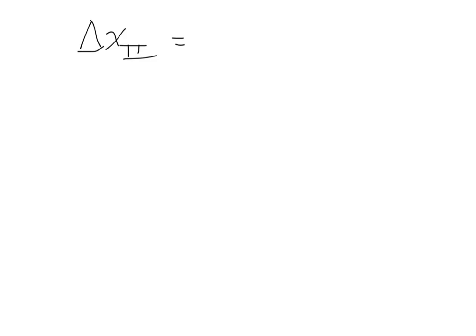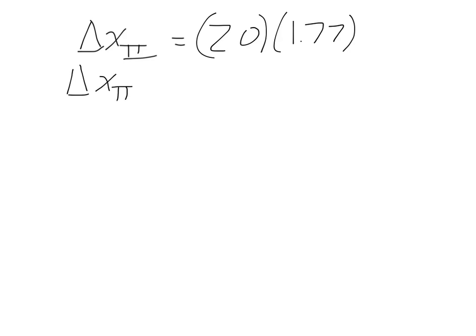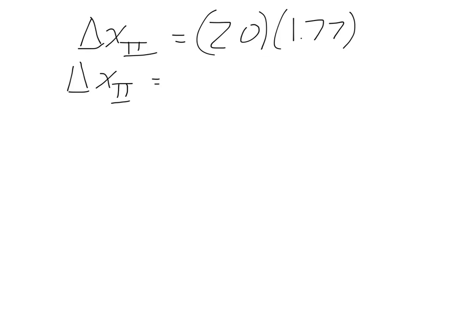We now find the horizontal displacement during the second leg of the trip after the explosion by using the new velocity in the x direction, which is 20 meters per second. So 20 multiplied by, it's still in the air for the same amount of time because the y component of the velocity determines how long it's in the air. So we get a delta x for the second part of the trip equal to 20 times 1.77, and that is equal to 35.4 meters.